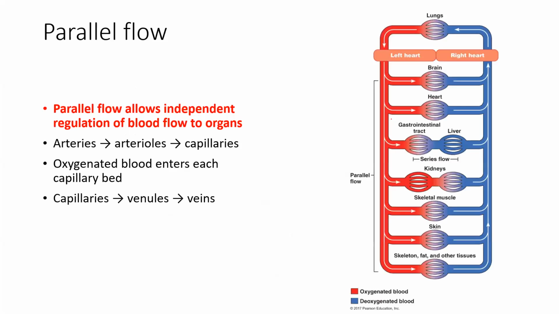The parallel flow, on the other hand, is where independent organs have their independent circulation. And so as blood leaves the left side of the heart, some of it goes to the brain, some of it goes back to the heart, the coronary arteries that supply the heart muscle itself. Some of it goes to the GI tract, some to the kidneys, some to the skeletal muscles, the skin, etc. And so here we don't see all of the blood going to any one of these spots. Instead, we see this branching, and the blood takes an option and hits either one of these peripheral locations.